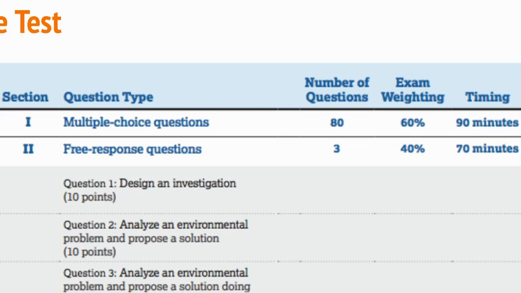While question number three is going to be similar to number two, however, they're once again going to give you a problem, but you will now have to propose a solution while also providing mathematical calculations. So that is where math is going to be embedded here as well.